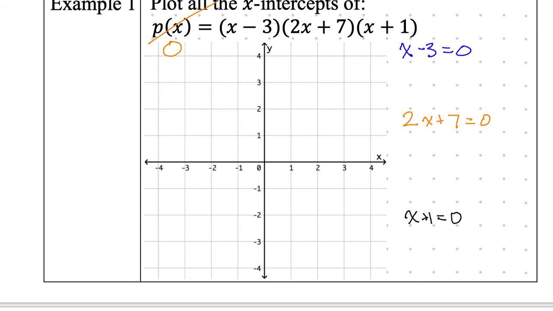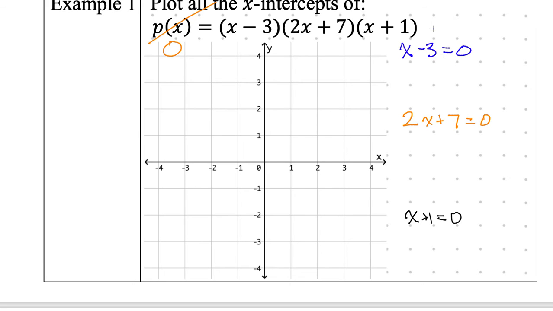All right, so those are the three things that I set equal to 0 because those were the three linear factors. I use the word linear because the highest degree is 1. You don't need to know that. But they're all the factors. I set each factor to 0. From there, I'm going to solve.